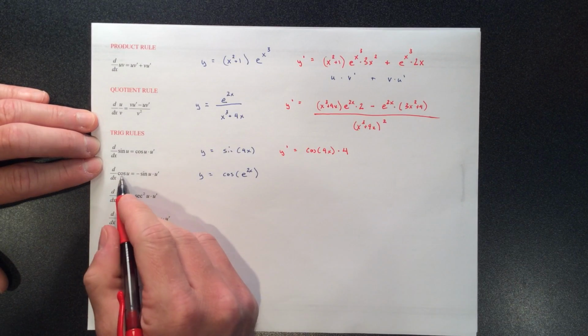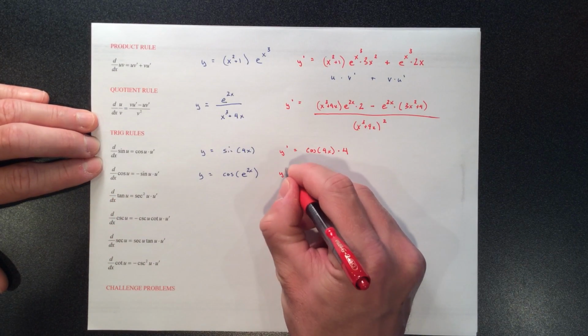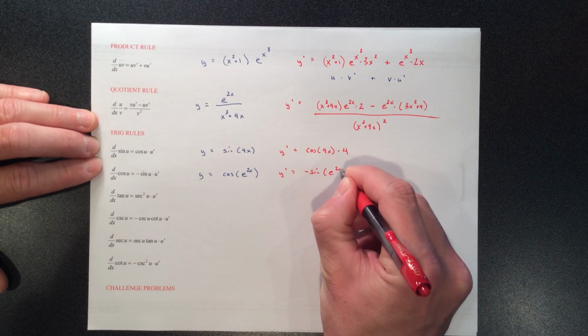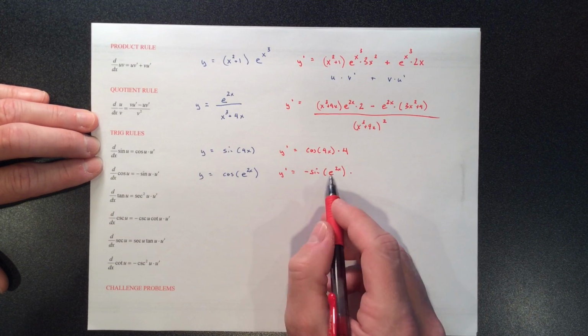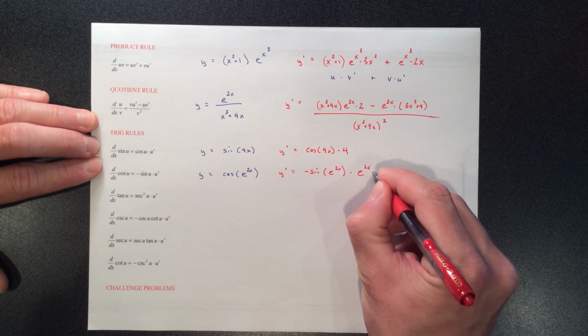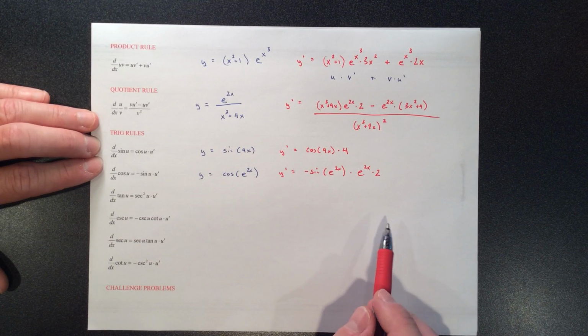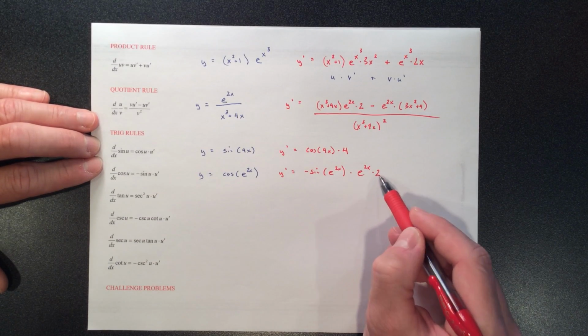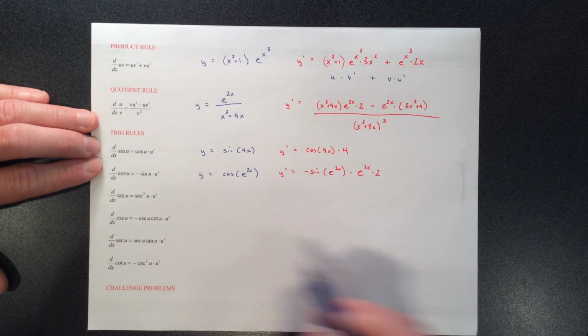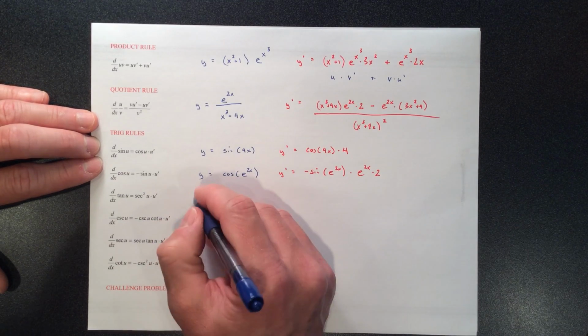The derivative of cosine is negative sine. So y prime is going to be negative sine of e to the 2x times the derivative of the inside. Well, the derivative of e to the 2x is e to the 2x times 2. Remember, the derivative of an exponential is e to the u times u prime. So that's the derivative of this composite function. And again, we can keep going down the list for as many as you want.